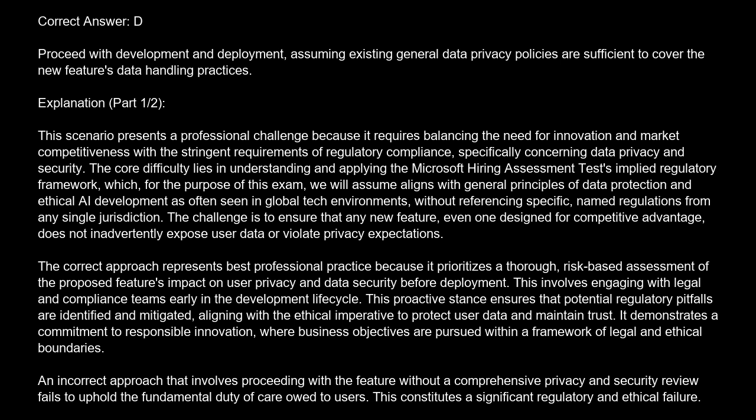The correct approach represents best professional practice because it prioritizes a thorough, risk-based assessment of the proposed feature's impact on user privacy and data security before deployment. This involves engaging with legal and compliance teams early in the development lifecycle. This proactive stance ensures that potential regulatory pitfalls are identified and mitigated, aligning with the ethical imperative to protect user data and maintain trust. It demonstrates a commitment to responsible innovation, where business objectives are pursued within a framework of legal and ethical boundaries.